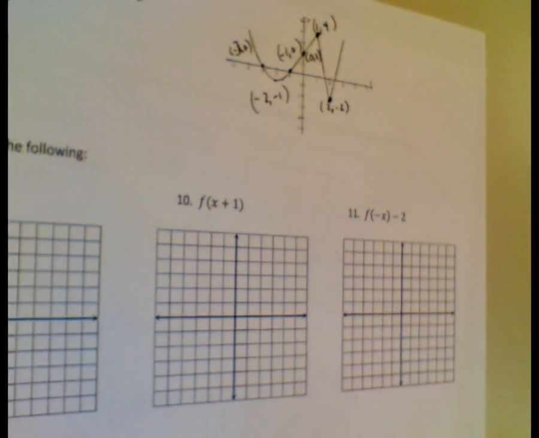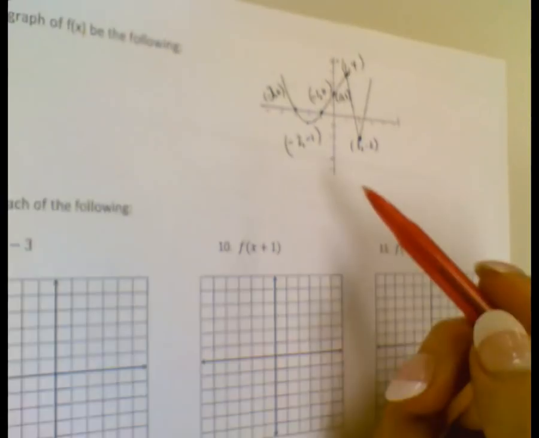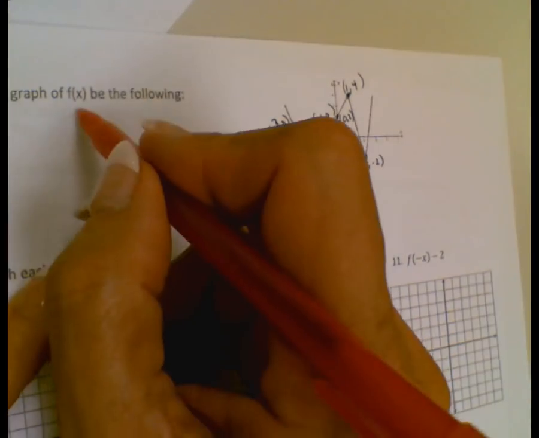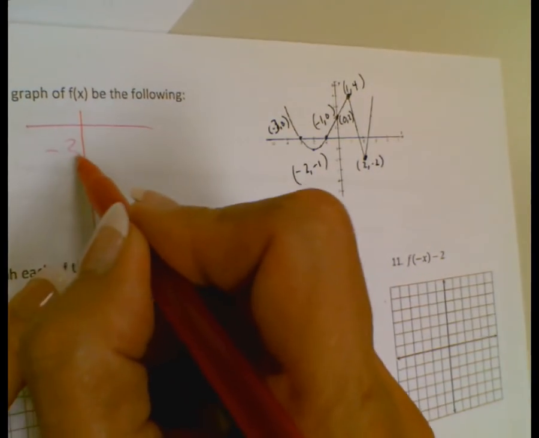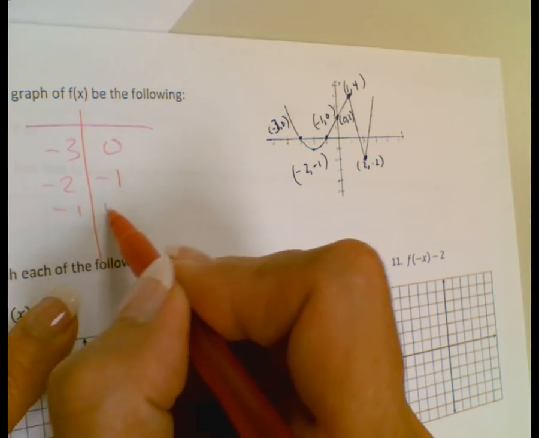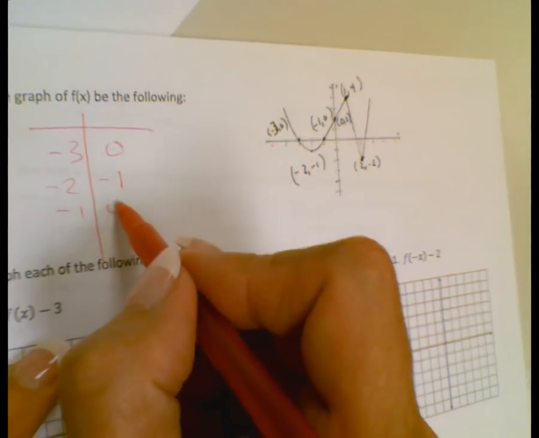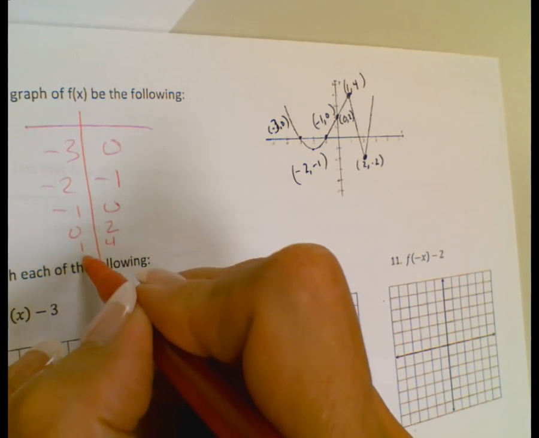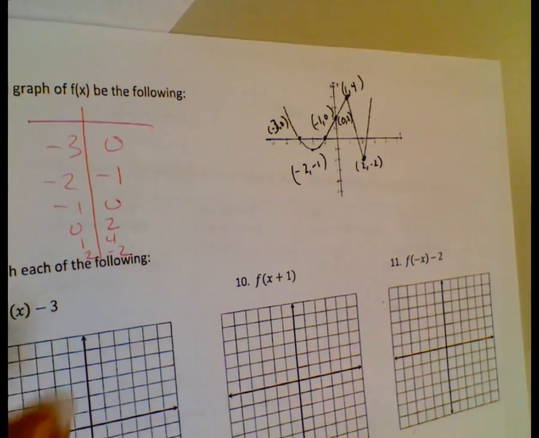All right. So let the graph of f of x be the following. I know it's a weird graph, but these ordered pairs are really important. So I'm going to actually try to organize these ordered pairs. You got -3, 0; -2, -1; -1, 0; 0, 2; 1, 4; and 2, -2. Okay, those are the ordered pairs.